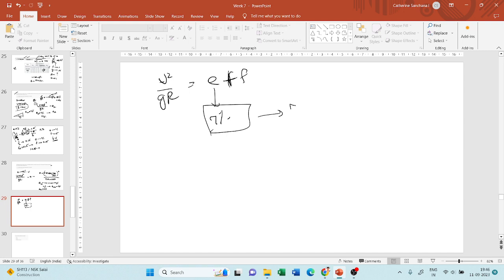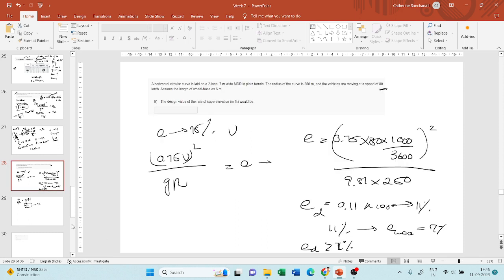The question is about the rate of super elevation. So first we will answer this question, then we will move to the next question. The design value of rate of super elevation, from the first step you saw that it is 11%, and I cannot provide 11%, I'm going to provide 7%. So the answer to this question is 7%. And for plain terrain, we saw that the maximum is 7%.